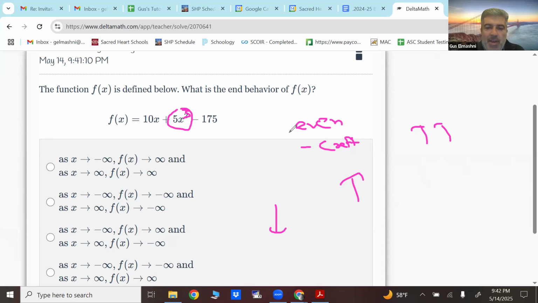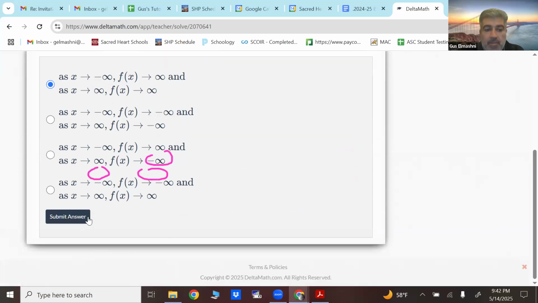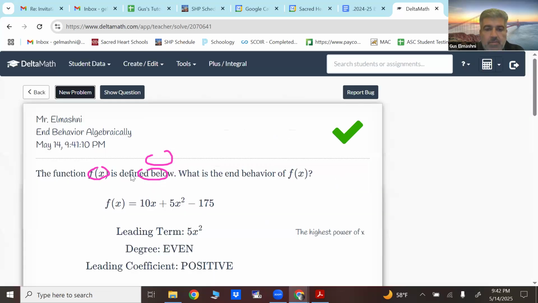But if you have a negative coefficient in odd, then it's the other way around. So if left is up, right's down. And when the left is up, if you push negative infinity, then you want positive infinity. And if x is going to the right and you're supposed to be up as well, you want up, so that's what we want: infinity.